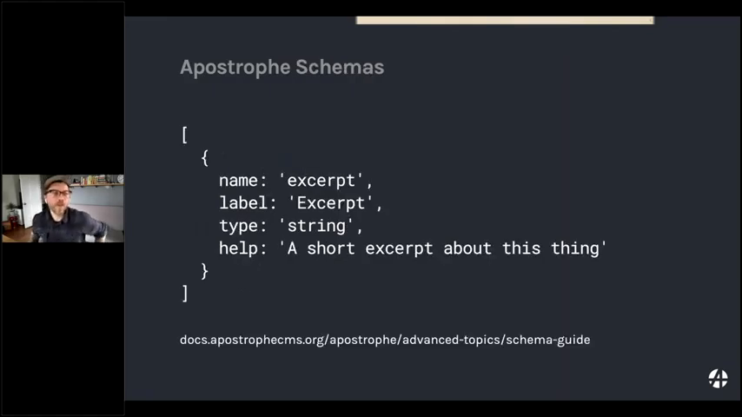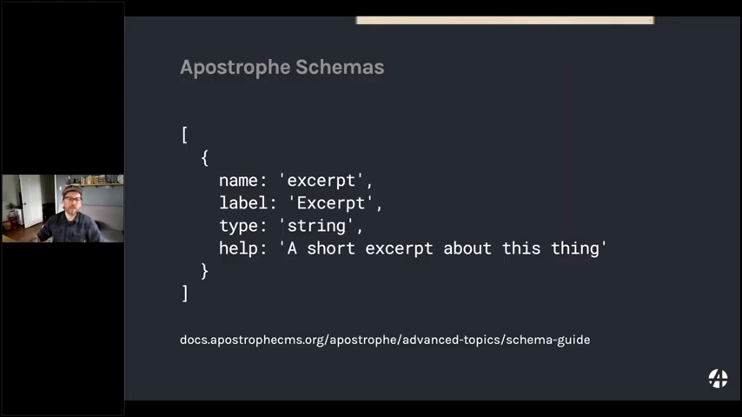Schemas are the next big important thing to understand about Apostrophe. And all this really is an array of objects that help define the fields that will exist for a particular kind of object. Schemas are extremely powerful. They don't just power the database, but they also generate the admin UI interfaces for creating and editing content in Apostrophe.